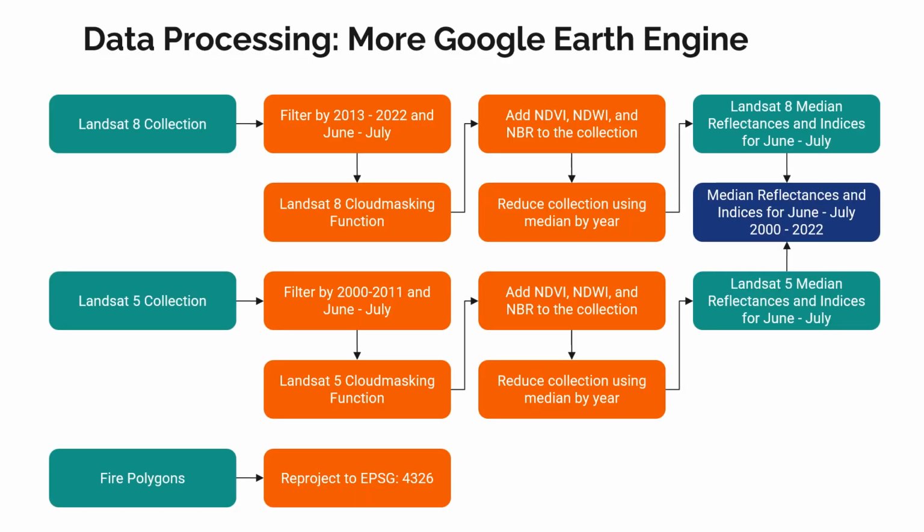In order to analyze the relationship between the chosen indices and 2021 fire incidents, the first step was to create a collection of satellite imagery, which we used the Landsat 8 collection and the Landsat 5 collection to create. We filtered them by the correct dates and then applied the correct cloud masking functions to each of them, and then added the NDVI, NDWI, and NBR using the normalized difference function in Google Earth Engine, and then reduced this collection using median by year to create median indices for June and July of every year. So at the end, we had median reflectances and indices for these summer months for each year in the data set, which ended up being 21 years of single images.